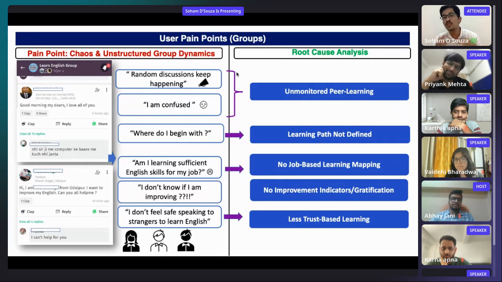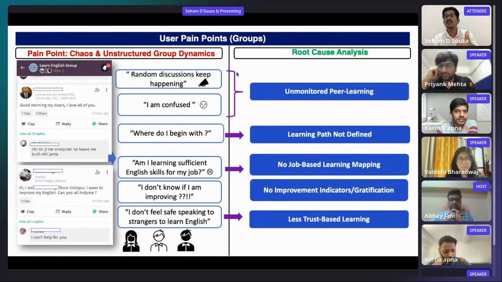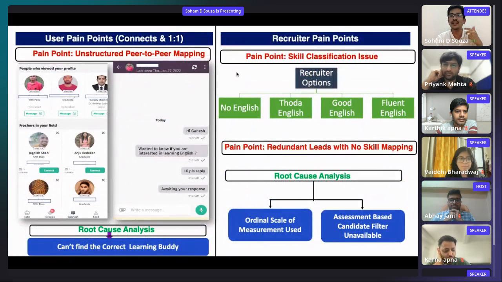So I did a mutually exclusive and collectively exhaustive framework to see all the root causes so that I'm not overlapping any of those. One thing is unmonitored peer learning, with no defined learning path. I don't know whether I'm improving and whether I'm learning rightly. And there's less trust-based learning in this process. The second feature I looked at, after the groups network, is one-to-one connection. Who do I connect with? Who is a peer that will give me the right perspective? I tried messaging a few people. Hi, Ganesh, I really want to learn English. Please reply, awaiting your response. He went cold, right?